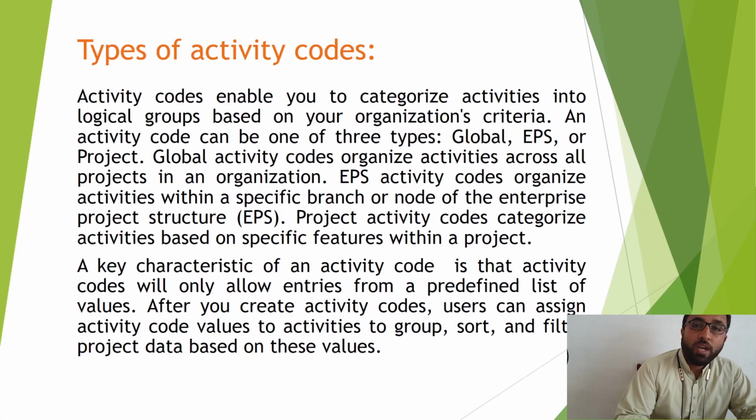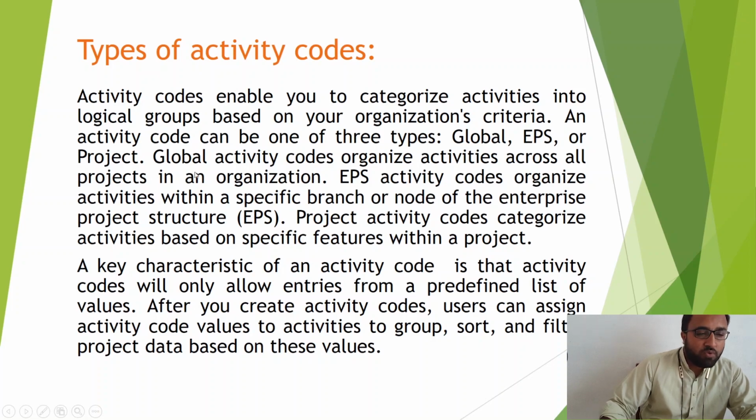Then we have different types of activity codes: global activity codes, EPS activity codes, and project activity codes. Now we will see the difference between them. Activity codes enable you to categorize activities into logical groups based on your organization's criteria. An activity code can be one of three types: global, EPS, or project.